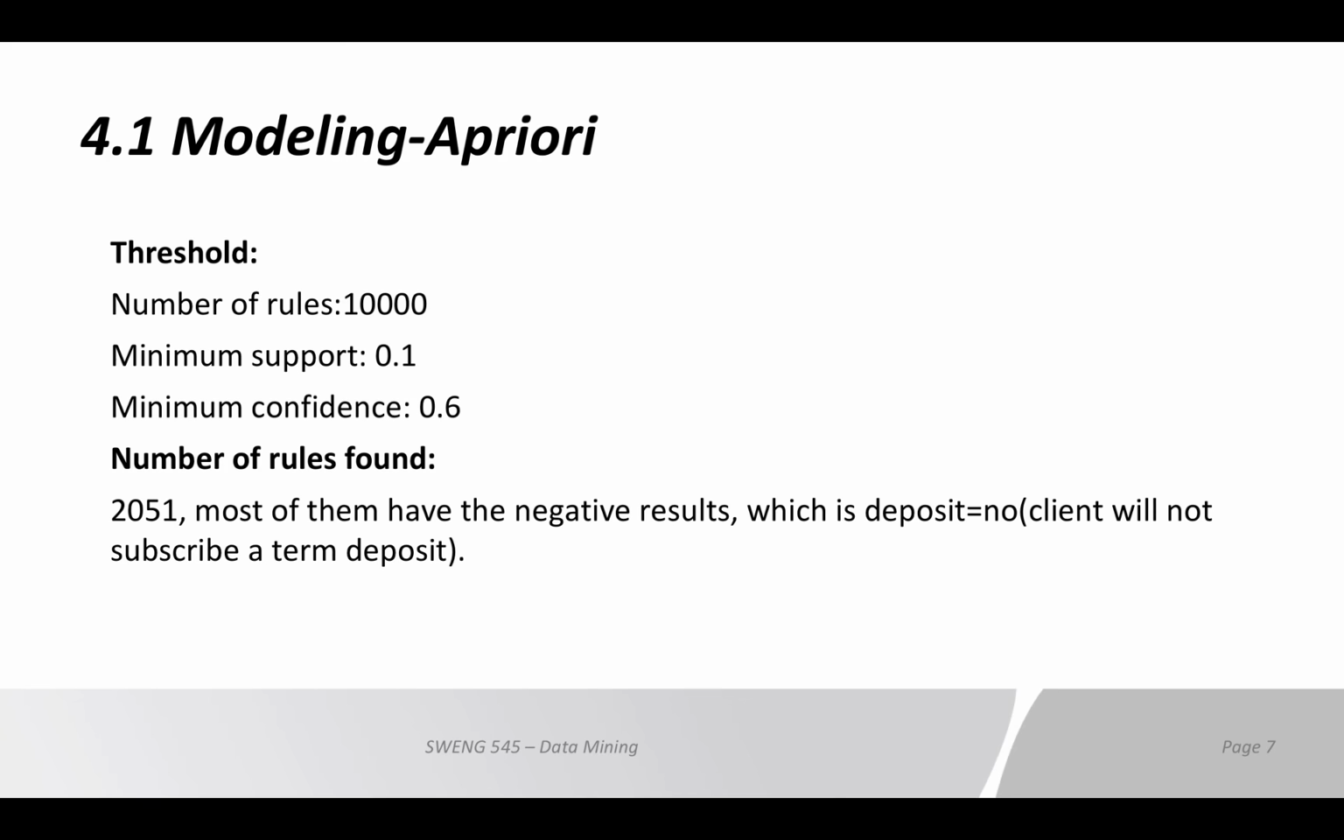There are 251 rules, and there are no rules about deposit equal to yes, which means that all the rules containing deposit equal to yes have confidence under 90%. Actually, we reset the minimum confidence to 0.6, and the rules found were over 2,500. Only a small amount of the rules contain deposit equal to yes. Most of the rules have the outcome deposit equal to no. So the condition of deposit equal to yes has a large uncertainty compared to deposit equal to no.